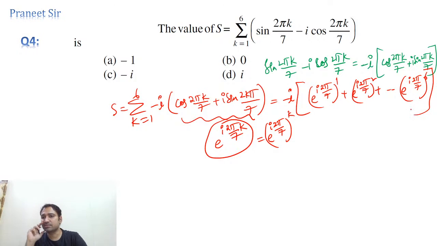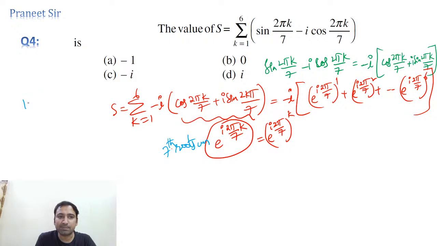So in total, how many terms? 6 terms are there. Are all these terms in GP or not? Yes, these are in GP. You can calculate the sum like this. Otherwise, what you can do is, this is nothing but the seventh roots of unity, guys.